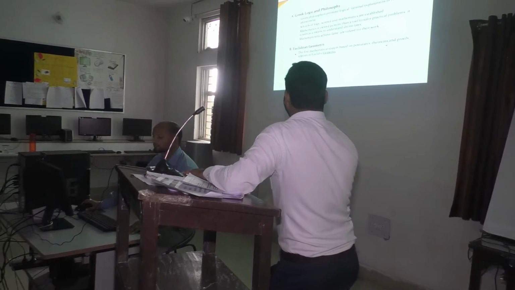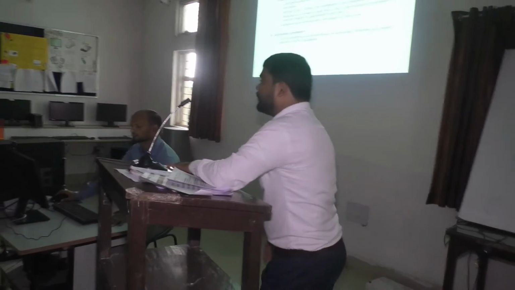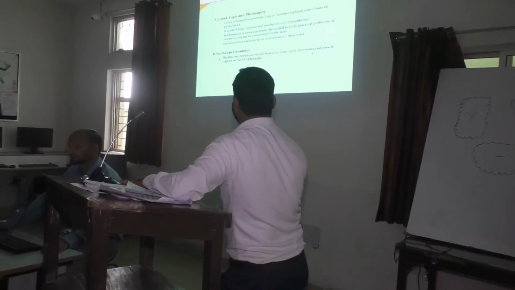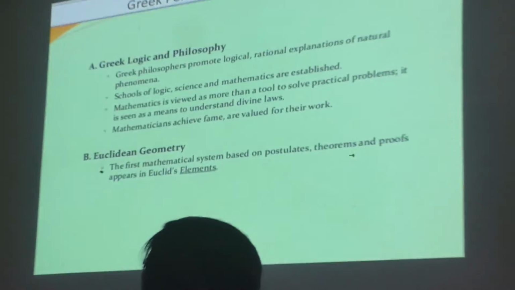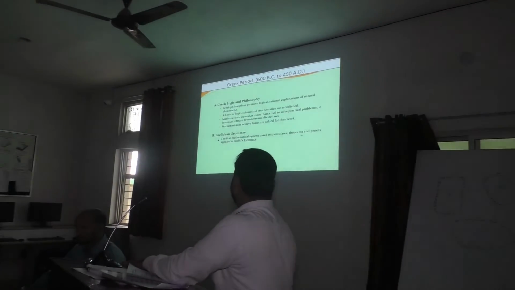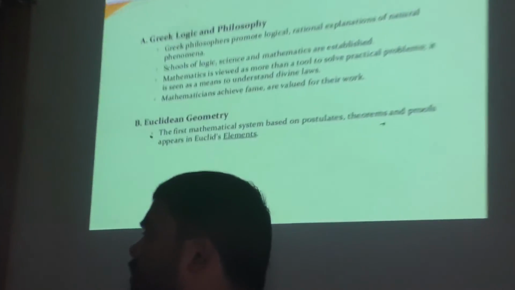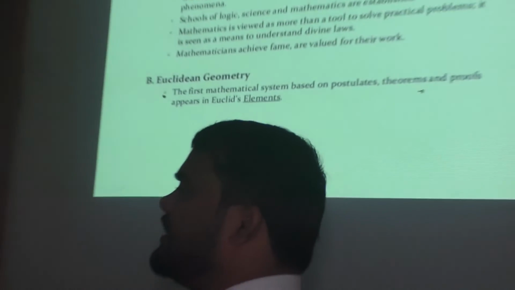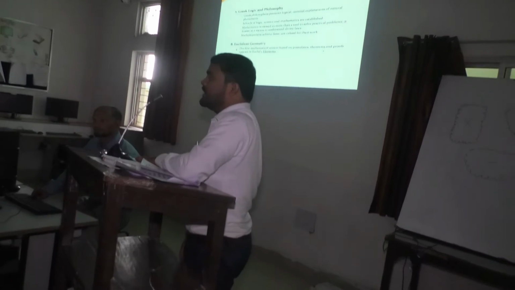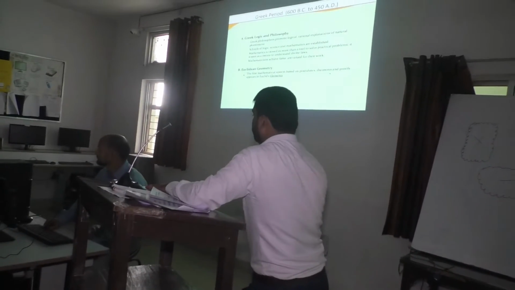Now, Euclidean geometry. The first mathematical system based on postulates, theorems, and proofs appears in Euclid's Elements. Now we teach postulates and theorems. Postulates are the statements that need not be proved, and theorems are the statements that need to be proved.